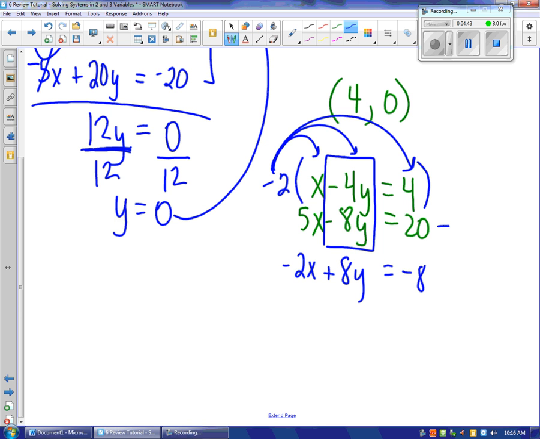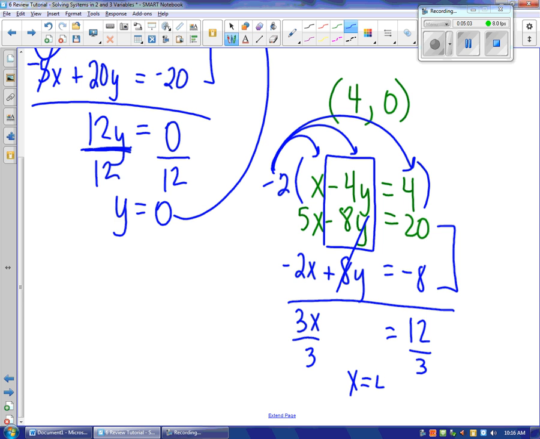Now when I combine, again, I'm combining those 2 equations. I'm adding them together. A 5x and a negative 2x is going to give me 3x's. Negative 8y and positive 8y means those are going to cancel. And 20 and a negative 8 together are going to give me 12. When I divide both sides by 3, I get that x equals 4. And that's what we got the last time.